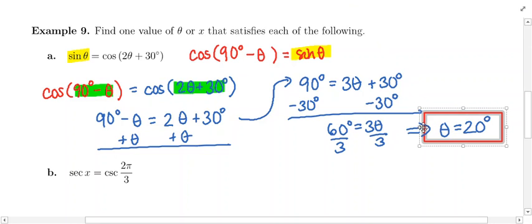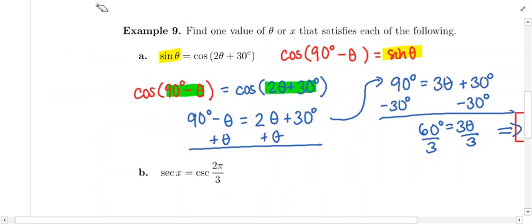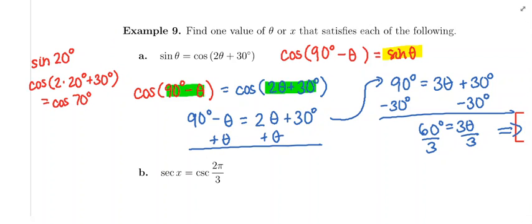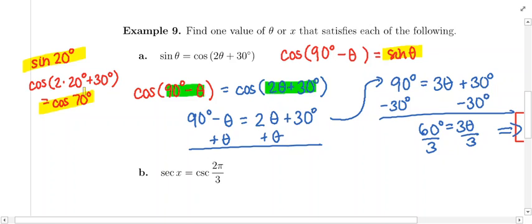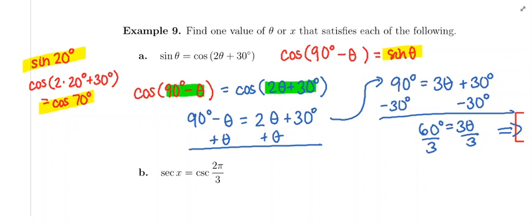We can go to a calculator and check ourselves. If you go back to the original equation and put in theta equals 20 degrees, we're going to look at the sine of 20 degrees and compare that to the cosine of 2 times 20 degrees plus 30 degrees, which is the cosine of 2 times 20 is 40, plus 30 is 70 degrees. If we look at the decimal approximations for these two, we should be getting the same thing. I'm just going to check myself. I always do that when I can.